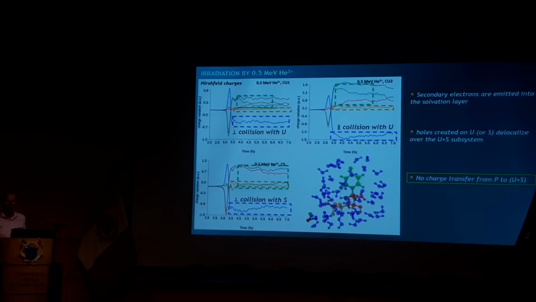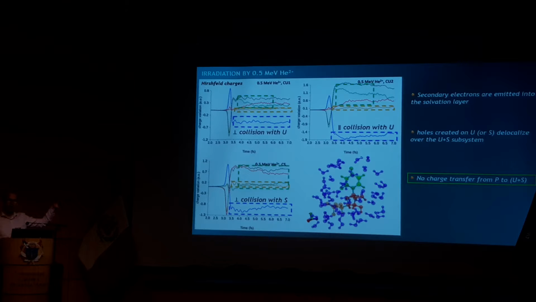And finally, we don't see any charge transfer from the phosphate to the uracil base, which was the question we had originally. Could we have a charge transfer from the phosphate to the base? It's not the case. You see that the orange line is always almost constant throughout the process. So apparently this type of mechanism cannot account for the absence of oxidized uracil in the experiment.